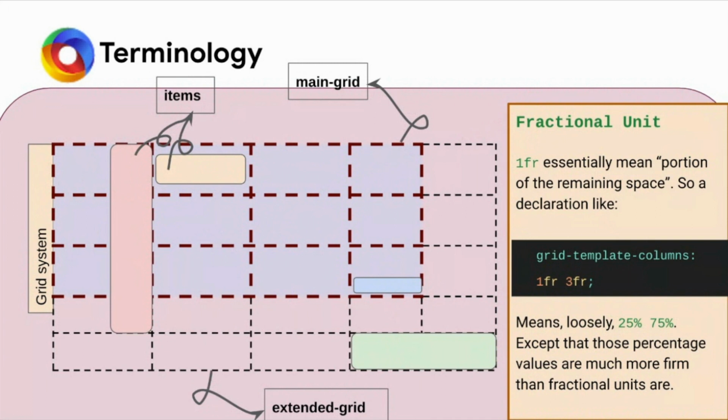Now coming to one more topic, that is the fractional unit. So what exactly is a fractional unit? Do you remember in Flex grow and shrink we did the proportion thing? The same proportion is here in the fractional unit. It would be like grid-template-columns: 1fr 3fr. Basically what it means is 25% and 75%, or the ratio of 1:3. So the same proportion thing is here in the fractional unit.